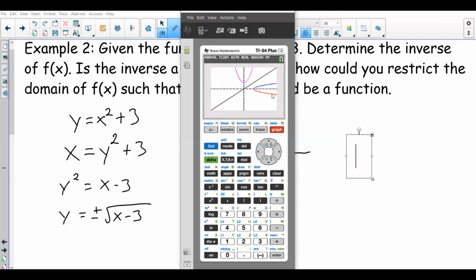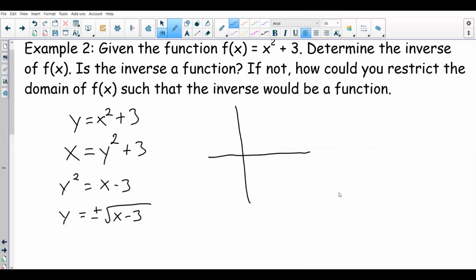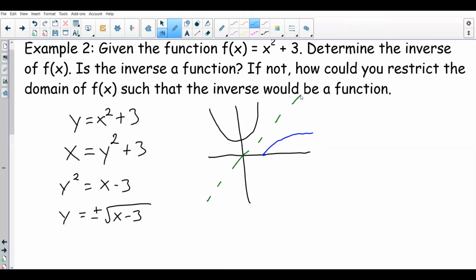Now, if I look at just my red or my blue line, those are functions in themselves. So I'd have to think about how I could restrict the domain of the original function, y equals x squared plus 3, in order to create one of those. Well, I can do one of two things. I've got my quadratic, and when I'm looking at that reflection across the line y equals x, I'm just looking at that part of the original function.